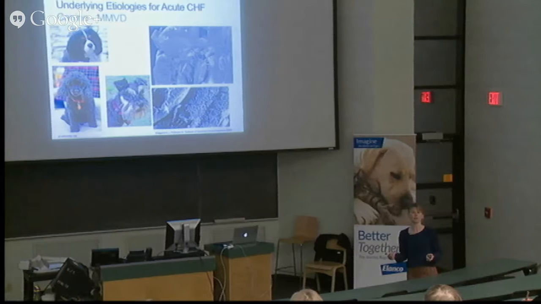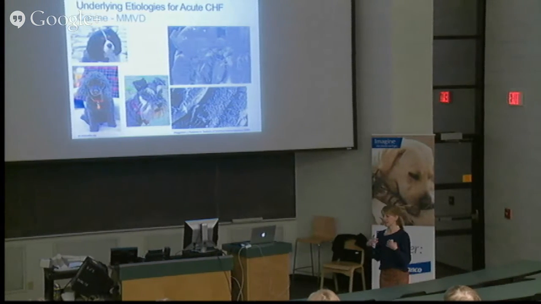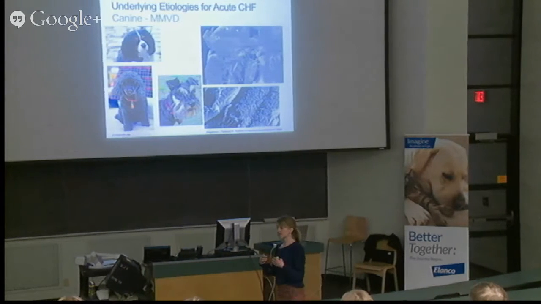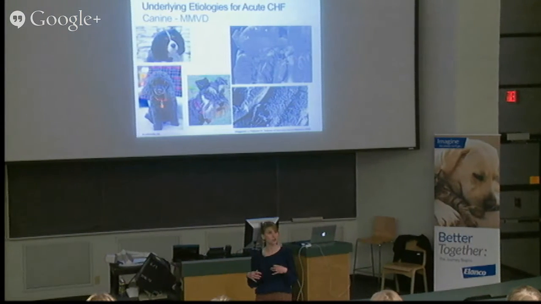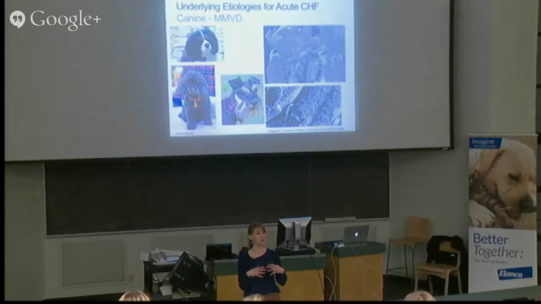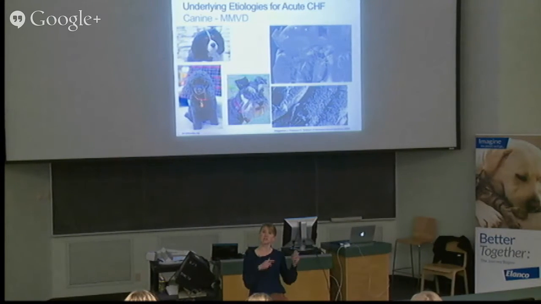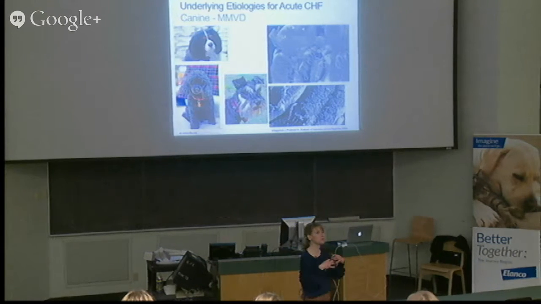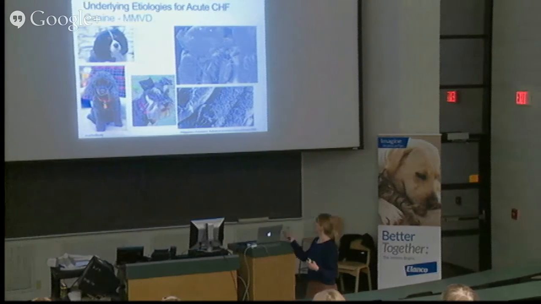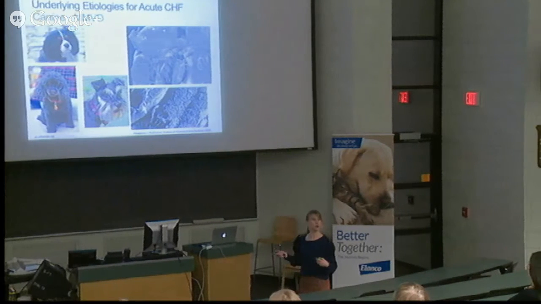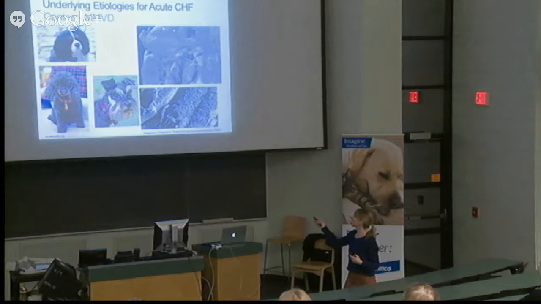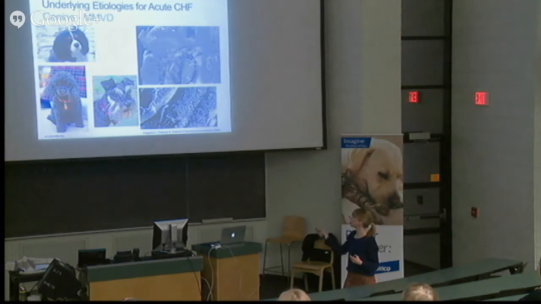So specifically there is an increase in the glycosaminoglycan component of the valve. There is a fragmentation of the collagen and disruption of the normal collagen within that valve. And it results in these gross changes, these contracted, thickened, knobby-looking leaflets that don't coapt well. We can also have ruptured chordae. So here's an example of a little chorda tendinea that's actually ruptured off of that valve leaflet.